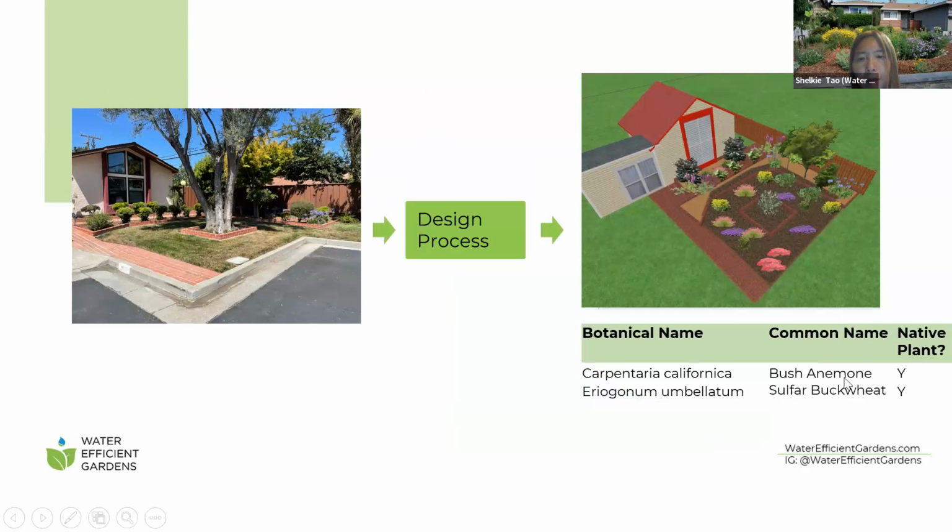I picked the bush anemone. These are the tall plants to be on each side of the window, and then all the smaller plants fill out the long area here. So that's how the design came about.